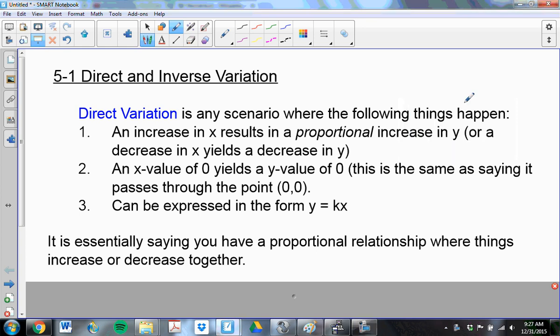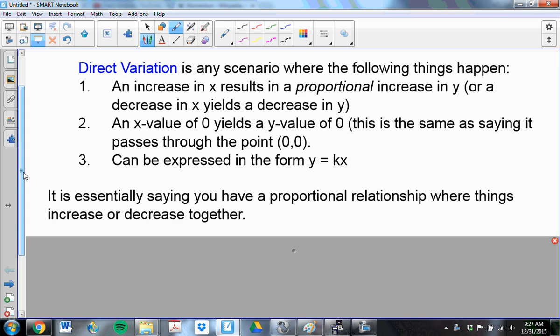Talking about direct variation, well, direct, inverse, and joint variation today. Direct variation is any scenario where these few things happen. An increase in x results in a proportional increase in y, or a decrease in x yields a decrease in y. The key is it's proportional, always having the same kind of rate of change or slope to it.